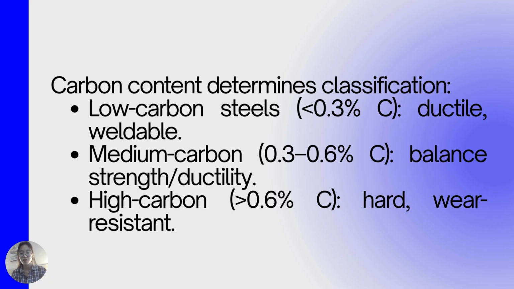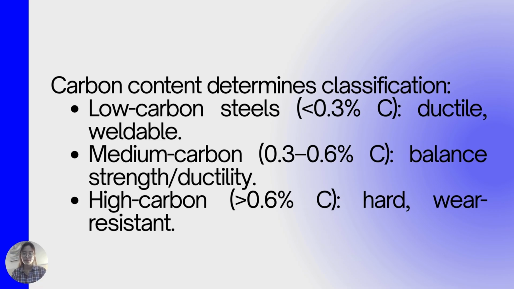They are commonly used for automotive panels, structural shapes, and general fabrication because they are easy to form. Medium carbon steels, containing about 0.3 to 0.6% carbon, offer a balanced medium strength and ductility. They can be heat treated to improve hardness and are often used for gears, axles, and machinery parts.